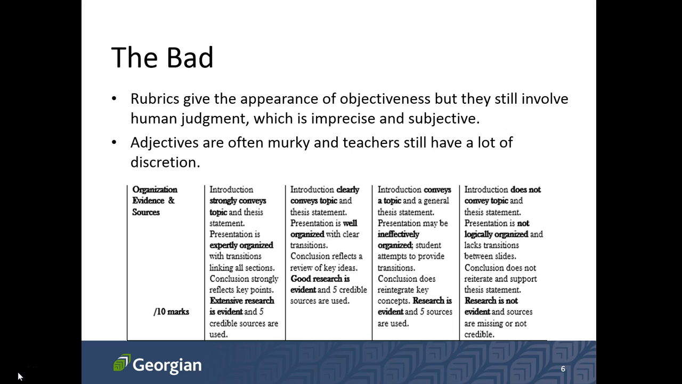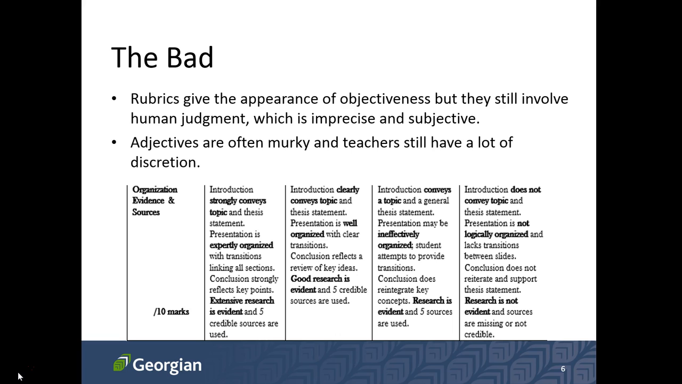Well, rubrics can identify very clearly different uniform standards and expectations for an assignment. Some people would argue that they give the appearance of objectiveness, but really they still involve a lot of human judgment. And human judgment is always imprecise and somewhat subjective as well. I've got an example here that shows how the adjectives we use on rubrics are often very murky, giving teachers a lot of discretion, which can be a good thing, but keep in mind that the words you're using in your rubric are still somewhat subjective.